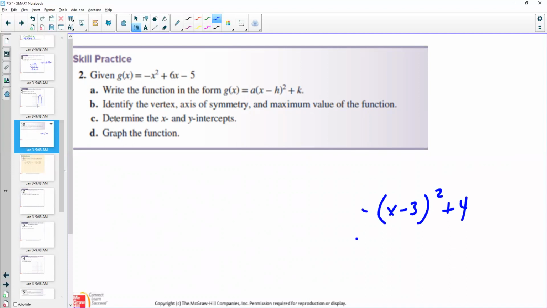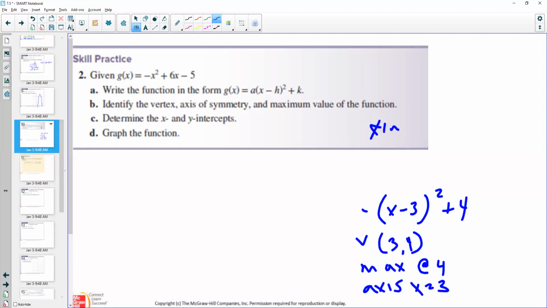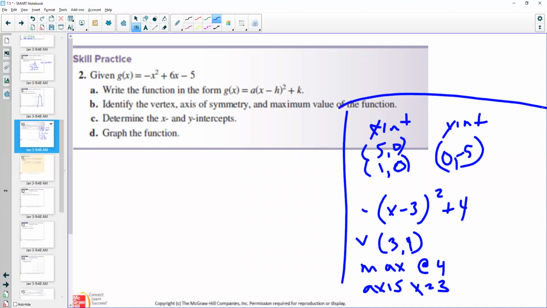Vertex at (3, 4), max at 4, axis at x equals 3. It's got x-intercepts at (5, 0) and (1, 0). It's got a y-intercept at (0, negative 5). So you should be able to make the graph. This is the information you should come up to when you're done.